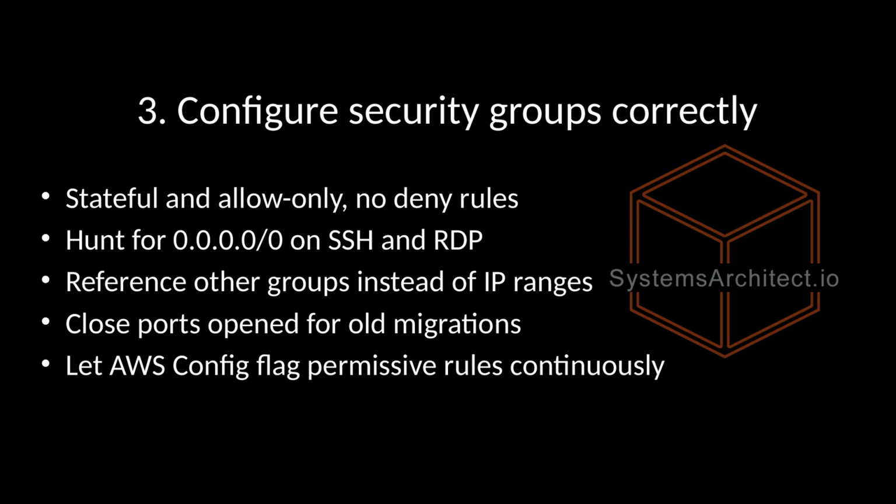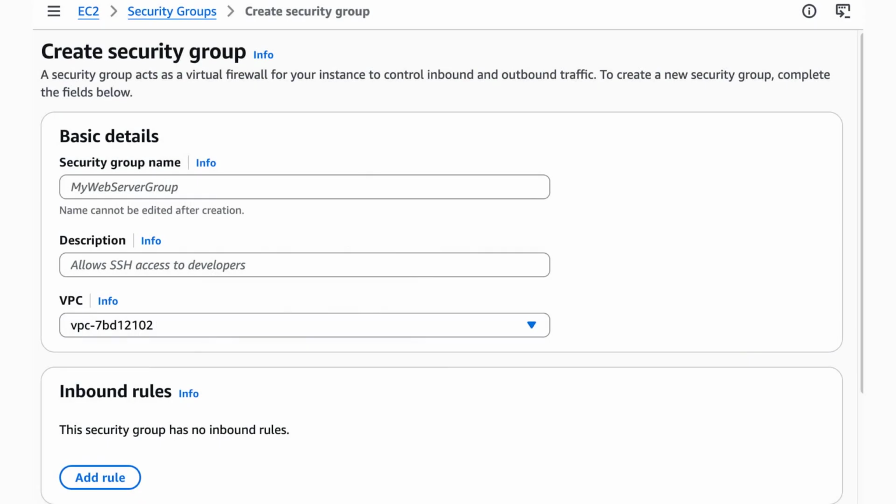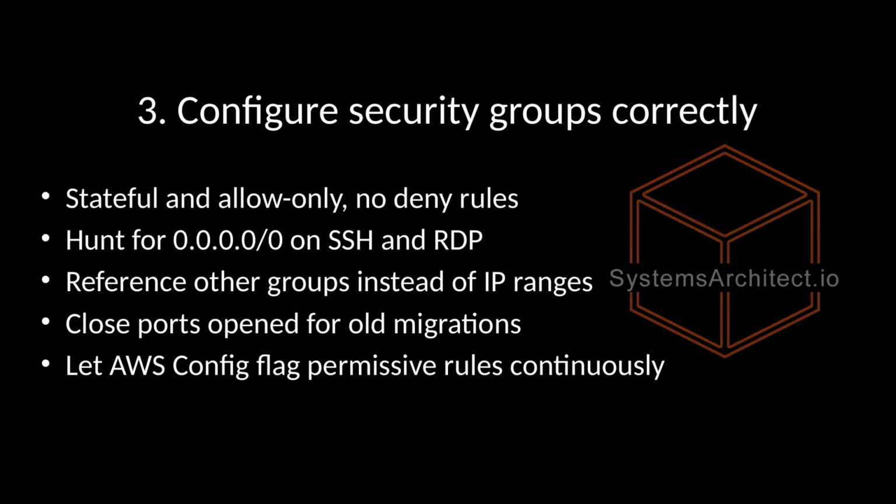3. Configure security groups correctly. This is the highest value check on the list. Security groups are stateful and allow only, so return traffic comes back automatically. Start by hunting for anything open to the whole internet on a management port. SSH on port 22 or RDP on port 3389 open to the world is a finding, not a configuration.